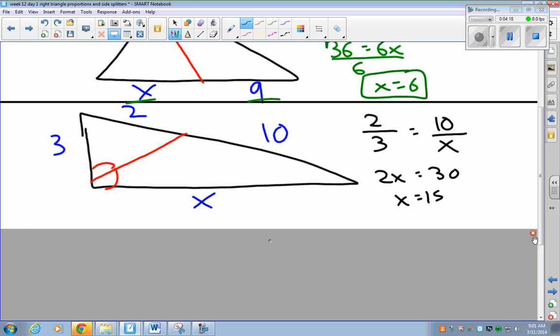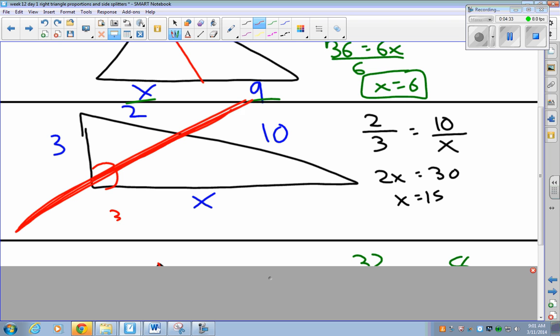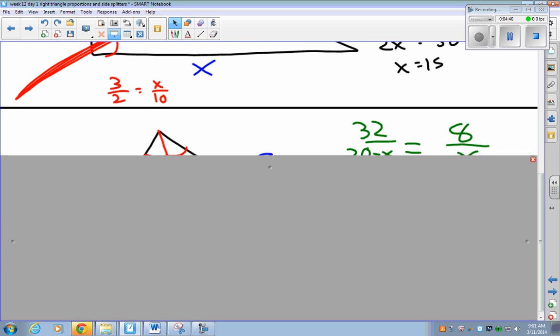The key thing to me is this cut, I like to cut it fully. And then I have my 2 guys and my 2 guys. So do the 2 over the 3, then do the 10 over the x. Or you could do the 3 over the 2 and the x over the 10. You guys okay with that? So I like to fully cut it so then I know which 2 numbers I'm going to use for which 2 fractions.